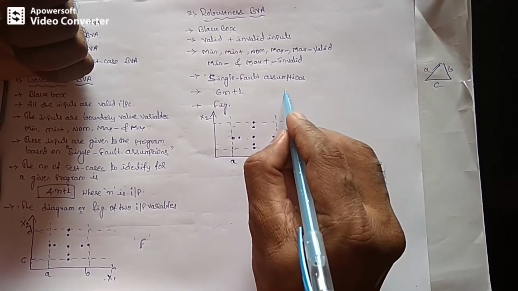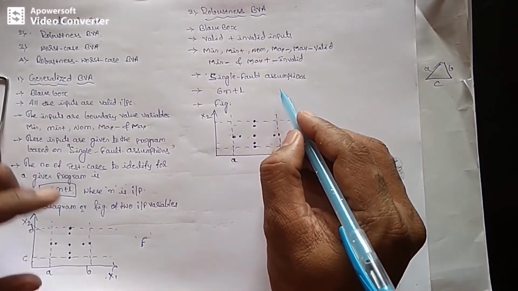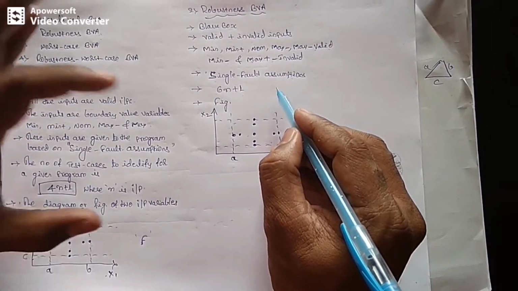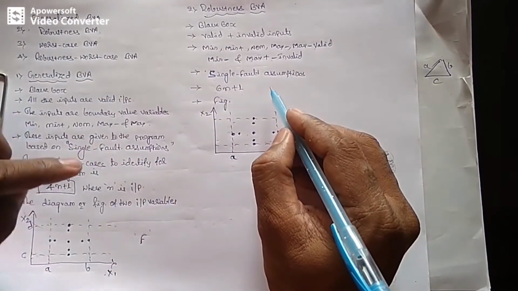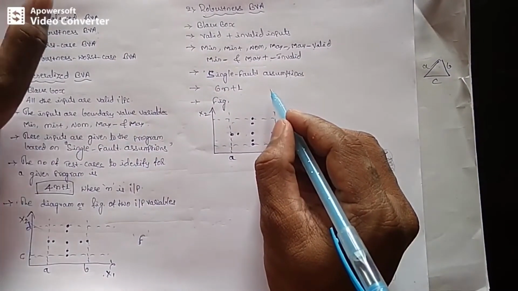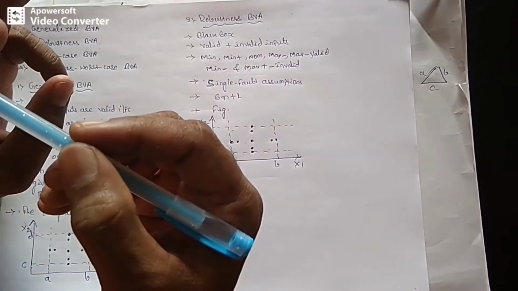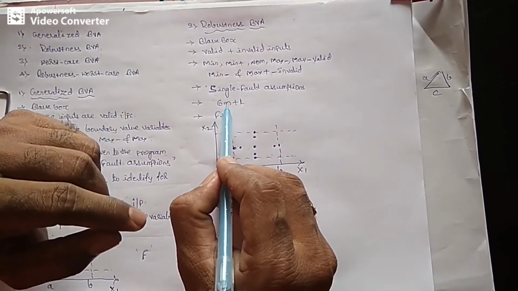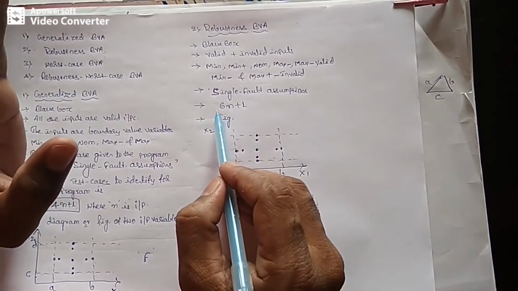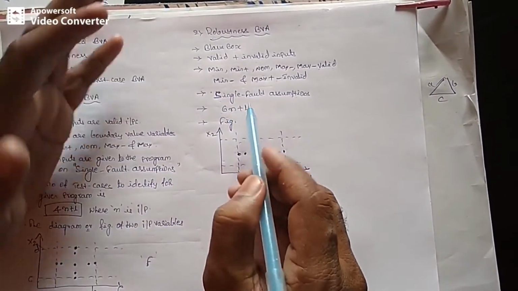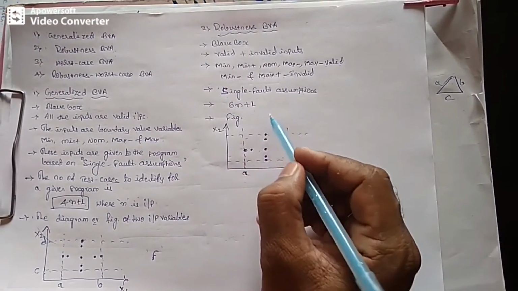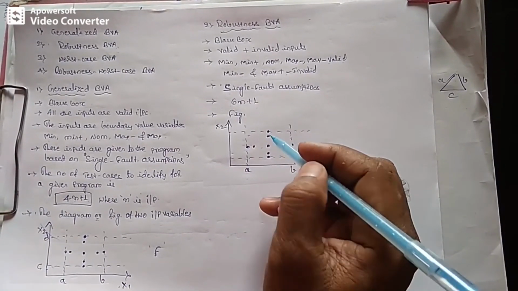Similarly, as I explained in the generalized BVA, n is nothing but the number of inputs. For a triangle problem, we specify 3 inputs, which act as the 3 sides of a triangle. In that case, the n value will be 3. Then 6 into 3 plus 1, so in total 19 test cases we are generating for your triangle problem.